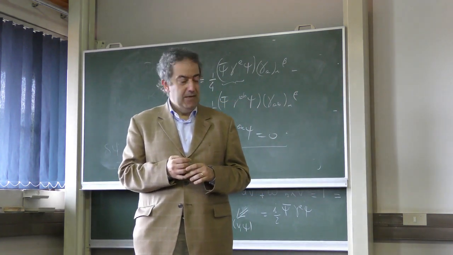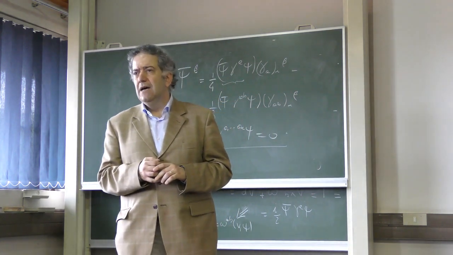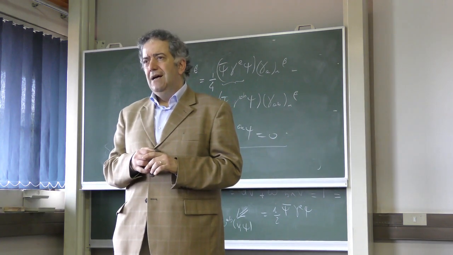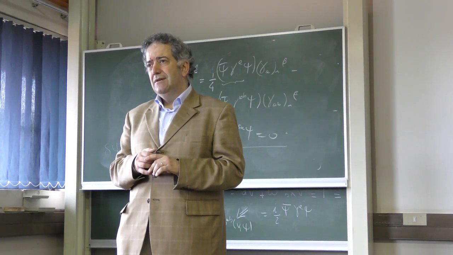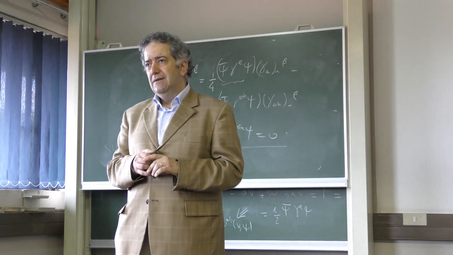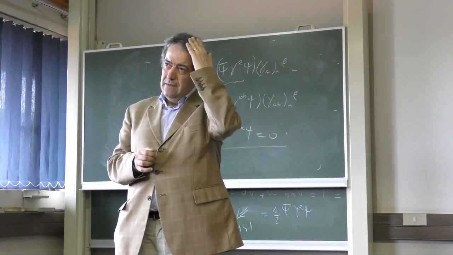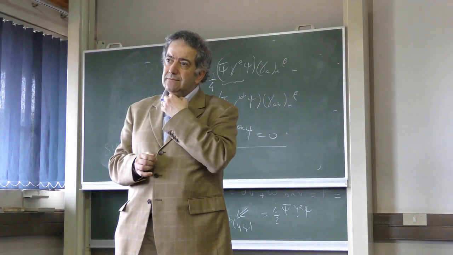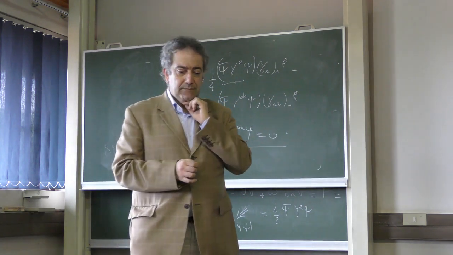I mean, maybe for those who are not too familiar with spinors, it's worth repeating that the dimension of a spinor representation increases with the number of dimensions. And it increases differently to a vector, because a vector in 5 dimensions has 5 components, in 6 dimensions has 6.